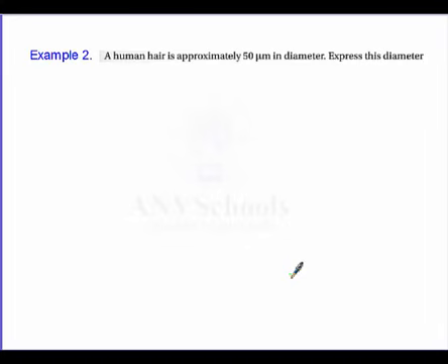The second example: a human hair is approximately 50 micrometers in diameter. Express this diameter in meters and centimeters. Here, the diameter is given in micrometers. We are asked to convert this micrometer to meters and centimeters.